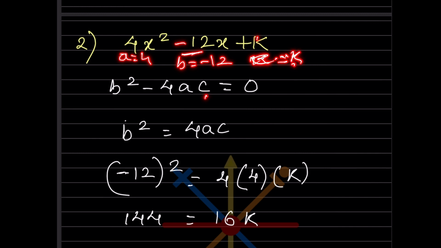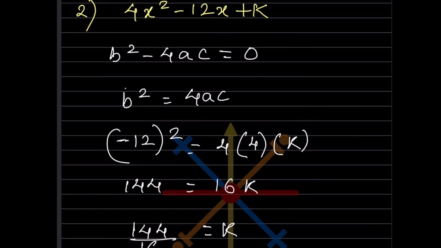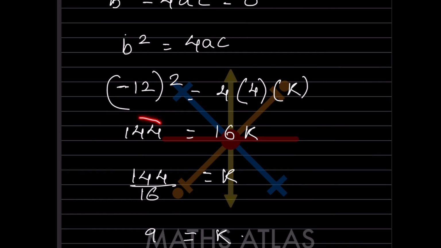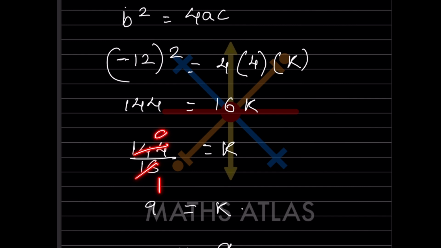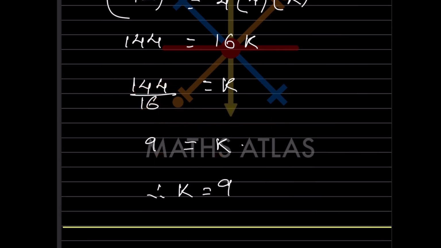So now b square is equal to 4ac, so what are you going to do? B is minus 12, a is 4 over here, and c is k. Minus 12 times minus 12 is going to be 144, positive, because it is an even number of negatives. And here 16k. We write 144 as it is. If you take this 16, because it is multiplication, to the other side it goes in the denominator, so k equals 144 over 16. 16 nines are 144. So the value of k is 9.